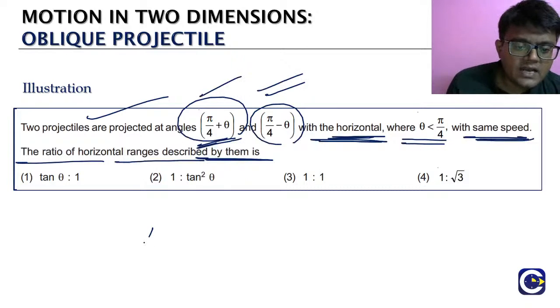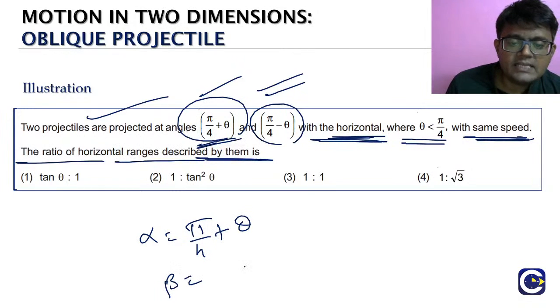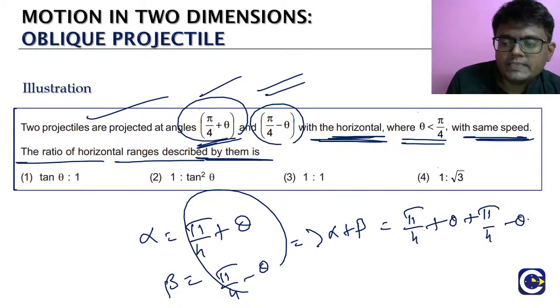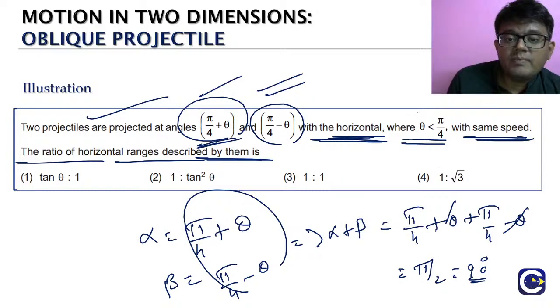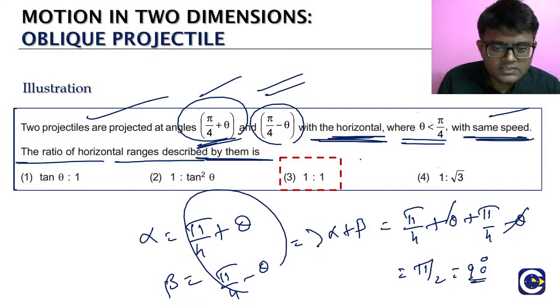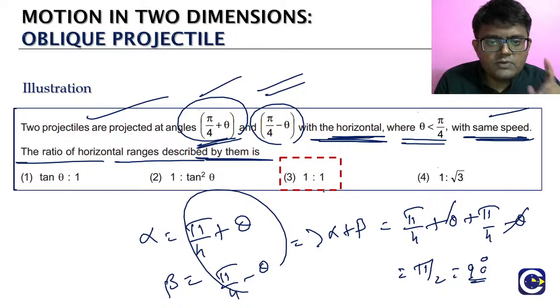Look at these angles: alpha is equal to pi by 4 plus theta, and beta is pi by 4 minus theta. Add both of them: alpha plus beta is equal to pi by 4 plus theta plus pi by 4 minus theta. What do we get? This is pi by 2, that is 90 degrees, which means these are complementary angles. If you have the same speed, both of them will have the same range. So the ratio of their ranges is 1:1. It is just a straight theoretical question: projectiles having complementary angles with the same velocity have the same range.